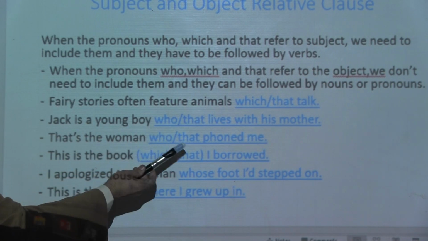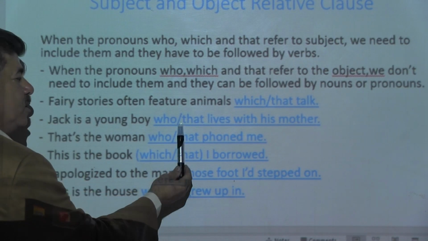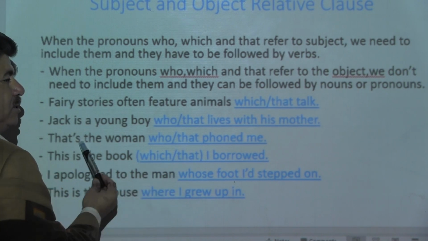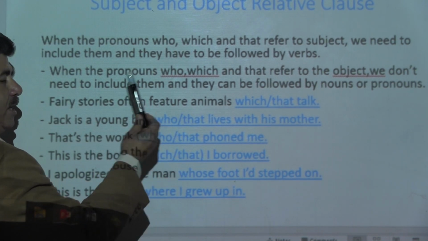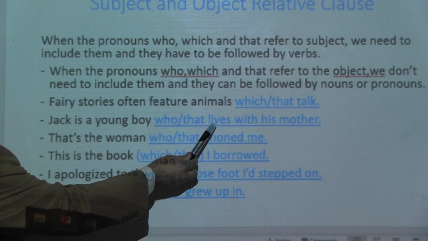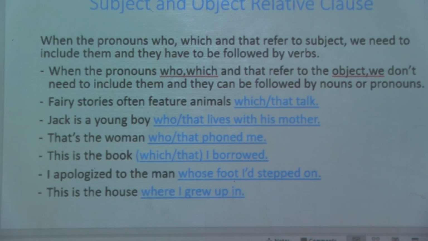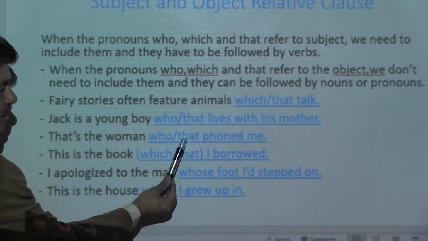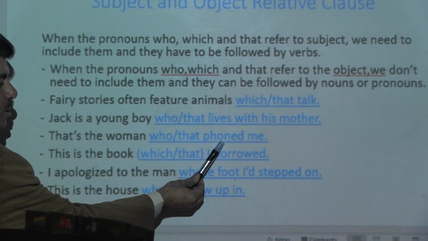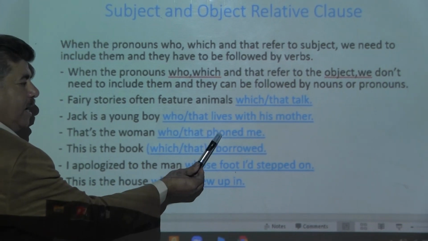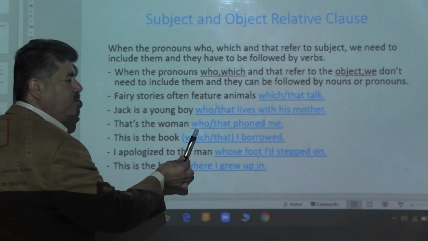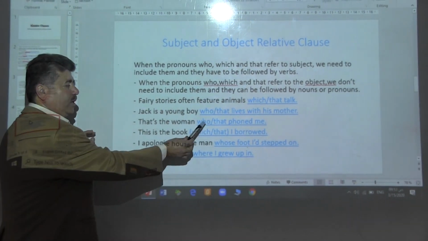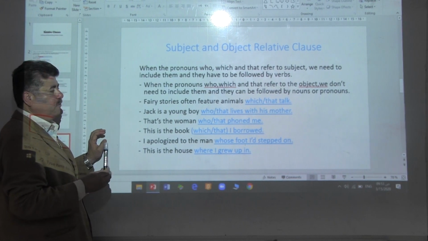Jack is a young boy who or that lives. Here who or that is followed by a verb. This means that we are talking about a subject pronoun. We can't delete which or that, and they are followed by the verb itself. That's the woman who or that phoned me. Notice here that after who or that we use a verb. So because they are followed immediately by a verb, they are subject pronouns. We can't delete them. We can't take out which or who from the sentence.